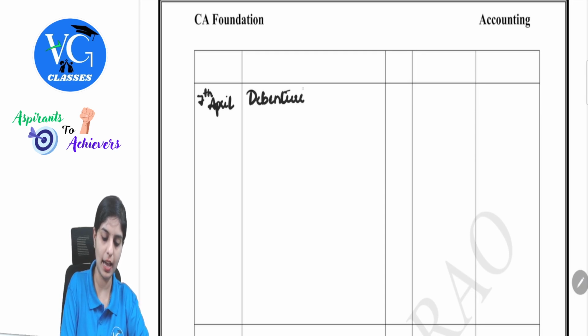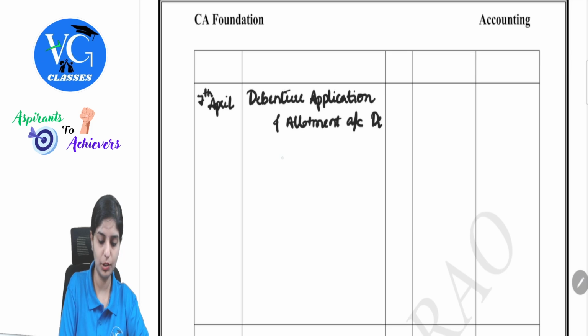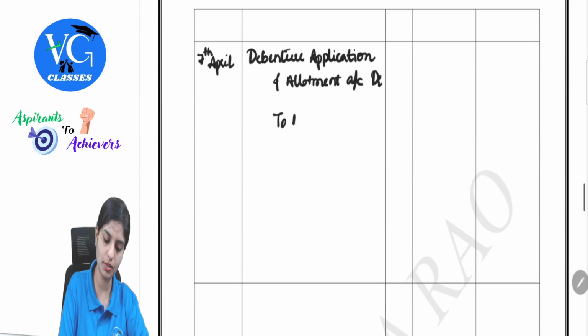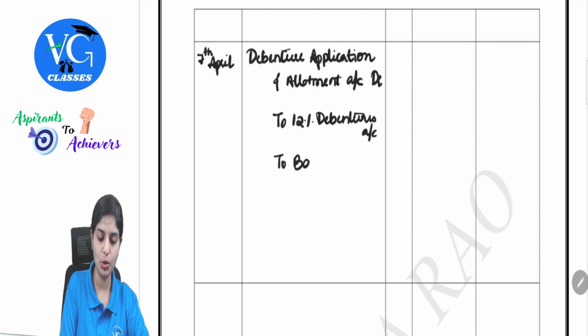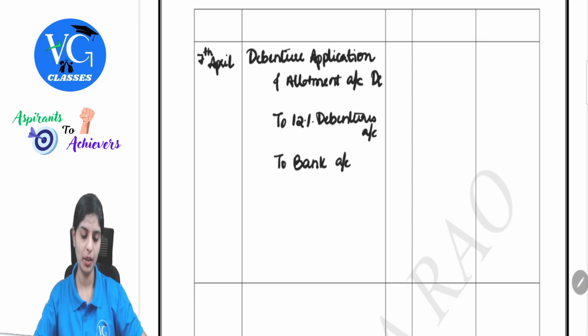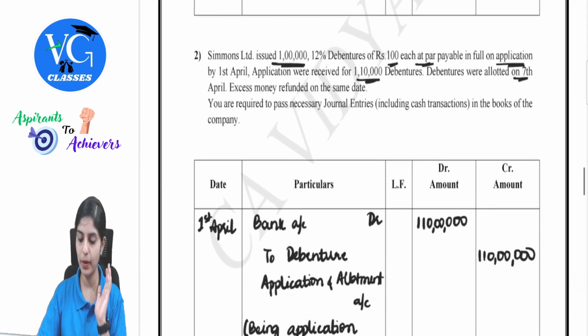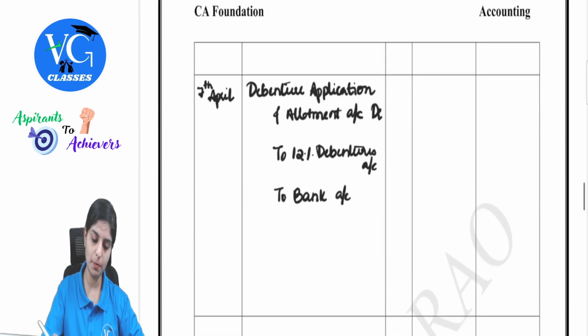So debenture application and allotment account debit to 12% debentures account, and remember you are refunding on the same date. So to 12% debentures, how much amount is only required? 1 lakh into 100 because that is what the normal issue. So this will be 100 lakh.